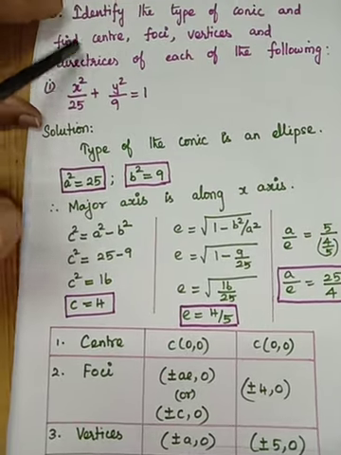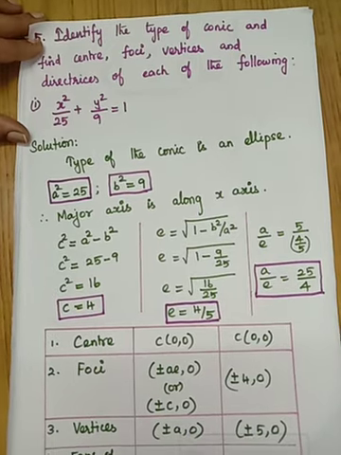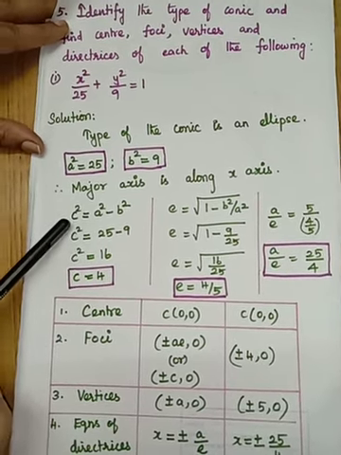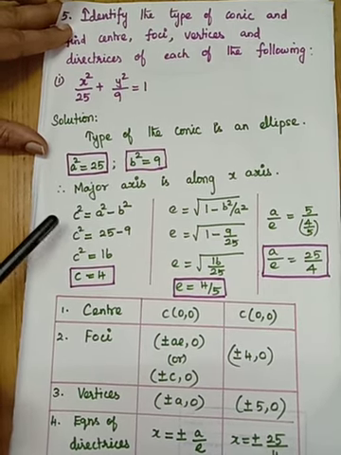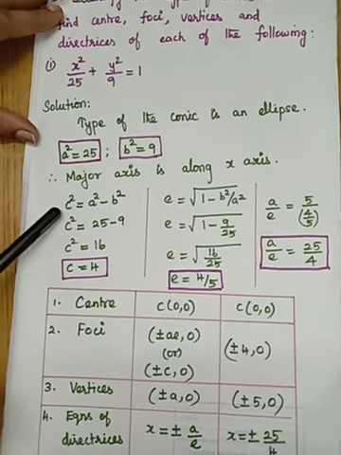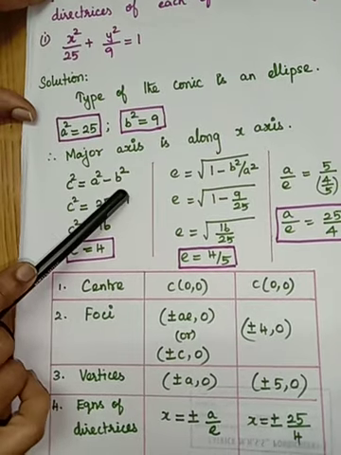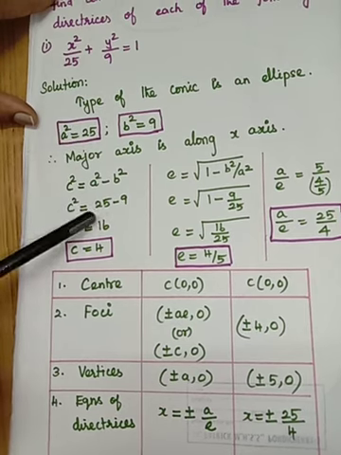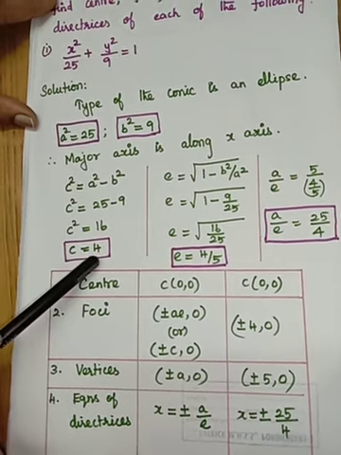Okay, and in this, center, foci, vertices and directrices, everything has to be found. Here I am taking the result c squared. C is what? C is equal to AE. So either you can use AE or C. Here I am using c squared. C squared formula is a squared minus b squared. Okay, so c squared is equal to, what is a squared? It is 25. What is b squared? It is 9. So c squared is equal to 16. C is equal to 4.